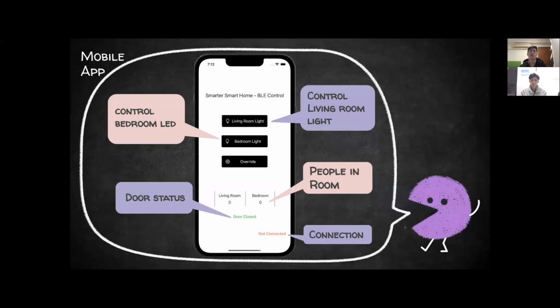So here is our mobile app, and the first button is for the user to control the living room light, and the second button is to control the bedroom light. And we have a status to show the number of people in the room, and a door status and a connection status.